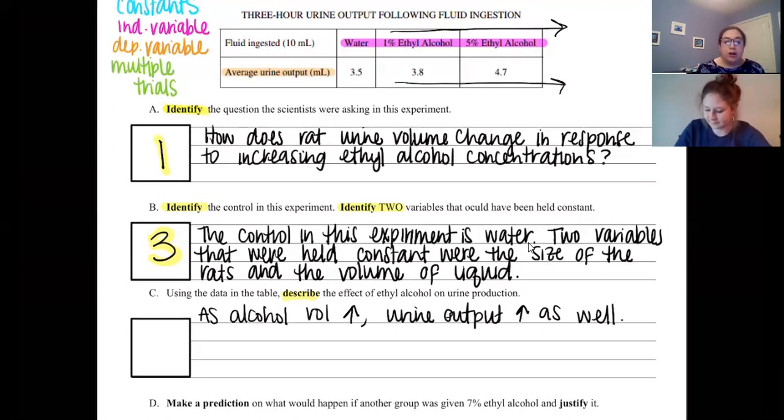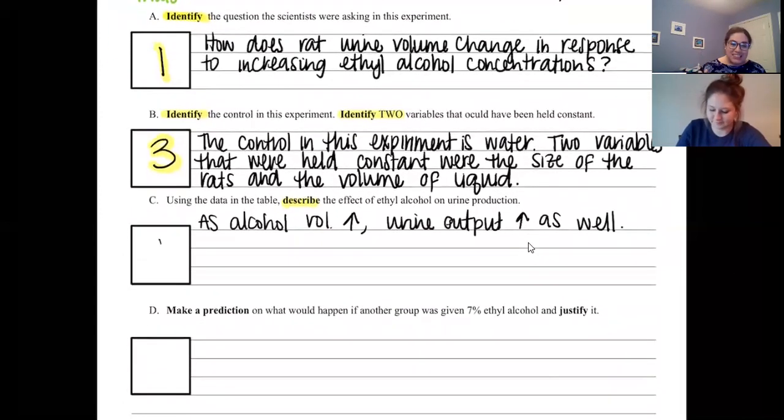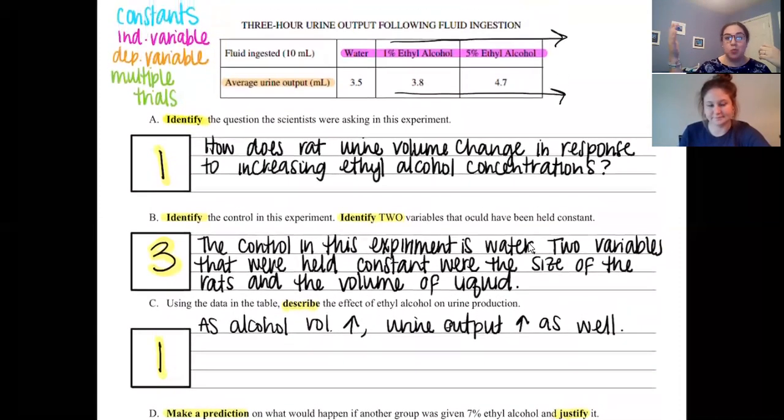The last part, part D, you are asked to make a prediction. I'm sorry, that one would have been worth 1 point. On part D, it's asking you to make a prediction on what would happen if another group was given 7% ethyl alcohol and justify it. Now, the easy part is making your prediction. When you look at that data table, if you had to fill in the blank with what would be next.